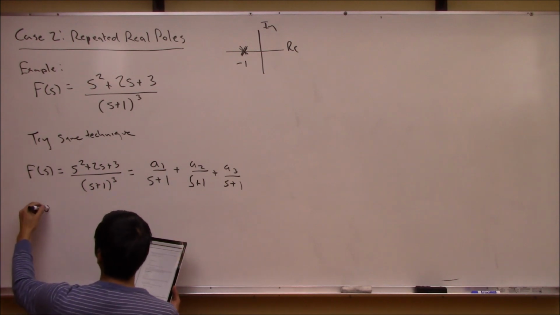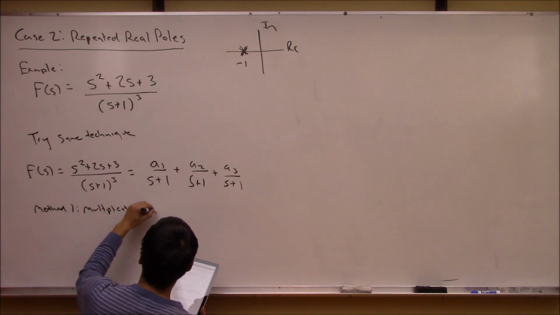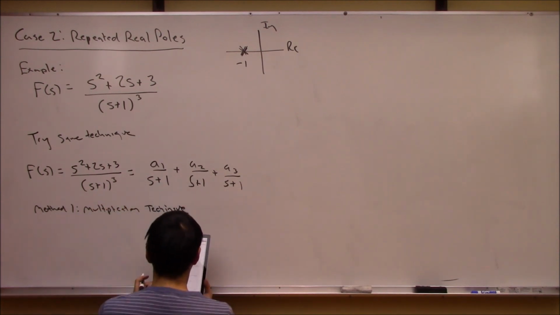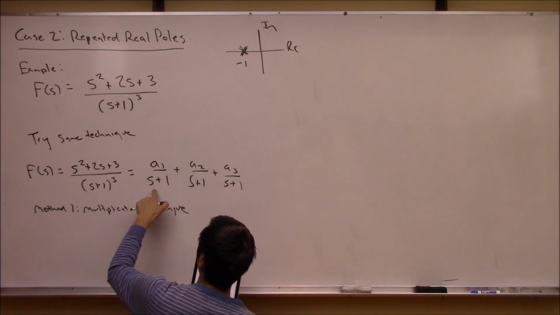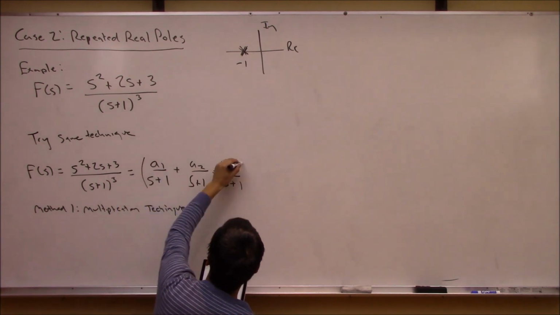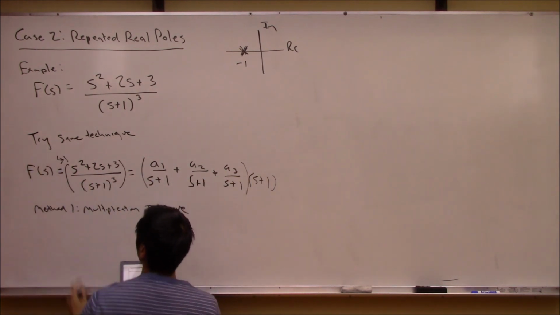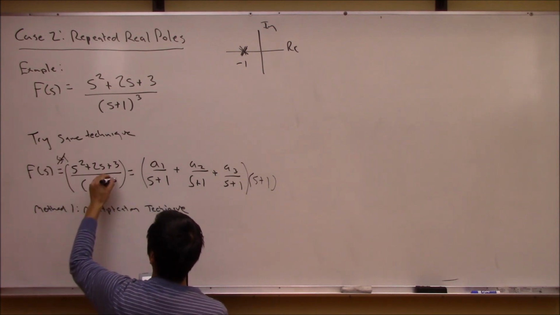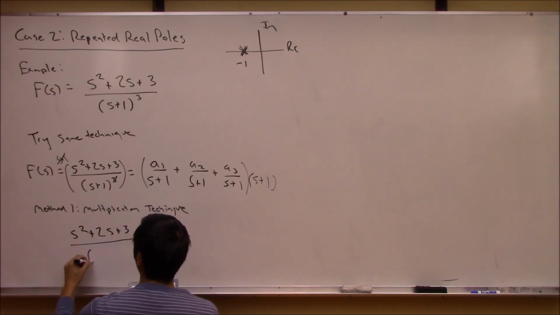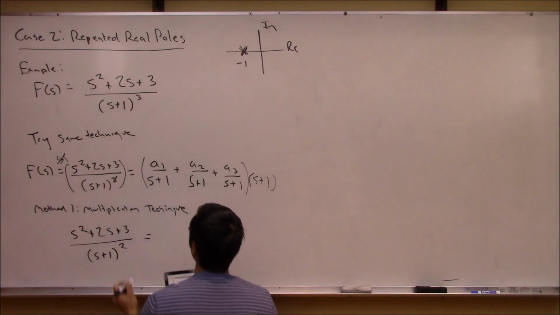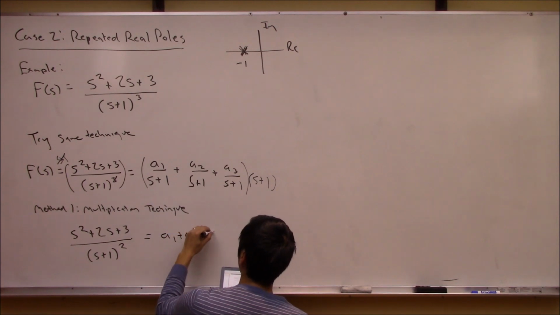Let's try method 1, which was our multiplication technique. How did that work? The first thing we do is multiply the left-hand side and the right-hand side by the term associated with a1. So we multiply this by s plus 1 and multiply the other side by s plus 1. This s plus 1 is going to cancel and knock out one of these here. So what we end up with is s squared plus 2s plus 3 all over s plus 1 squared is going to equal, by the time you distribute the 3, an a1 plus an a2 plus an a3.